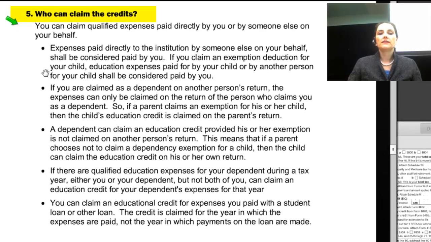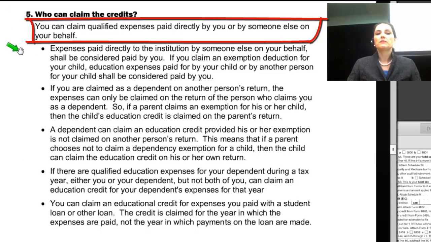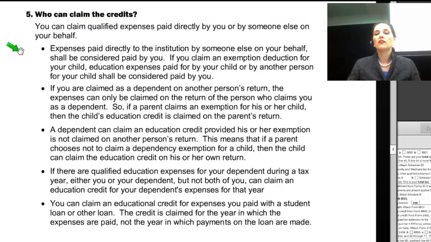So who can claim the credits? You can claim qualified expenses paid directly by you or by someone else on your behalf. Expenses paid directly to the institution by someone else on your behalf are considered to have been paid by you. If you claim an exemption deduction for your child, education expenses paid for by your child or by another person for your child shall be considered to have been paid by you. If you are claimed as a dependent on another person's return, the expenses can only be claimed on the return of the person who claims you as a dependent.